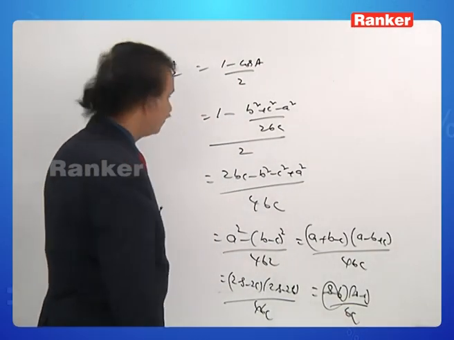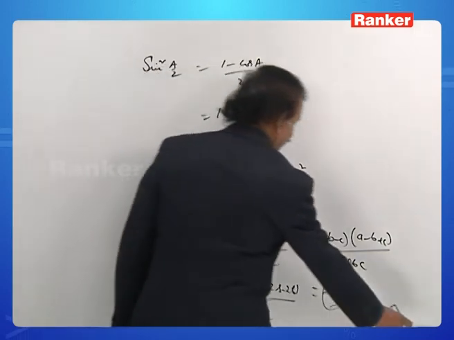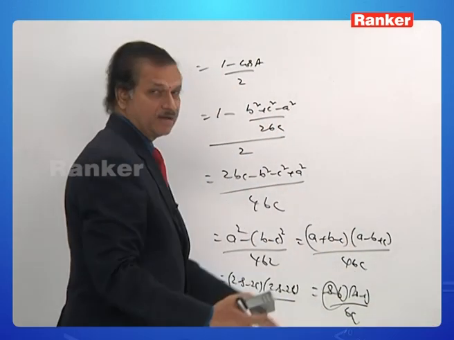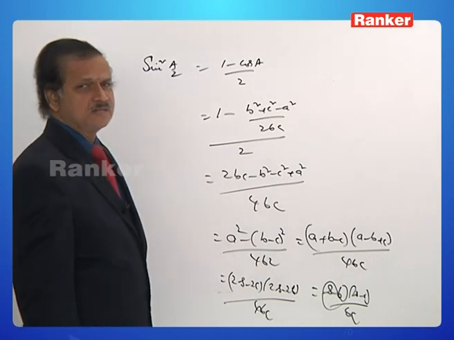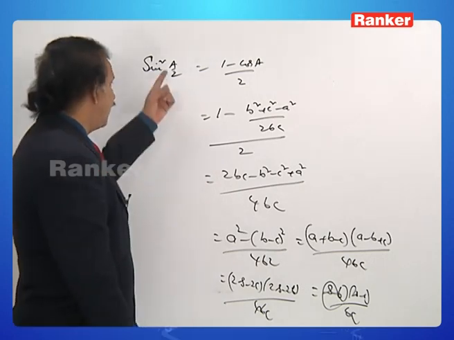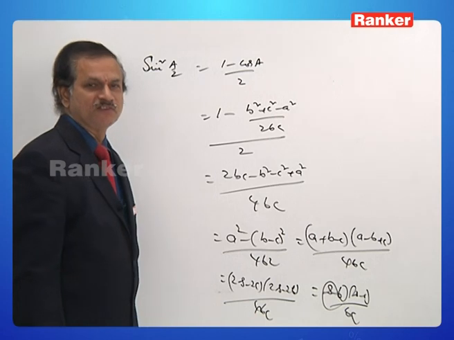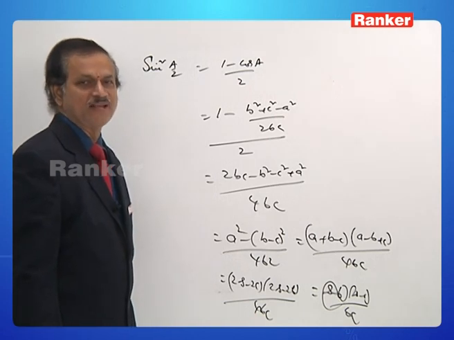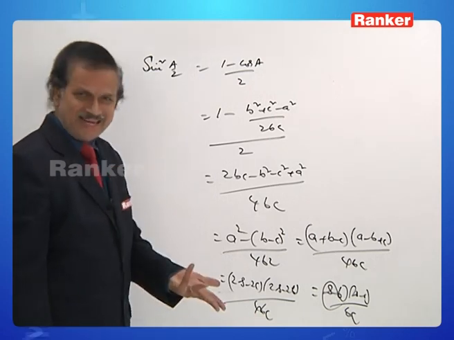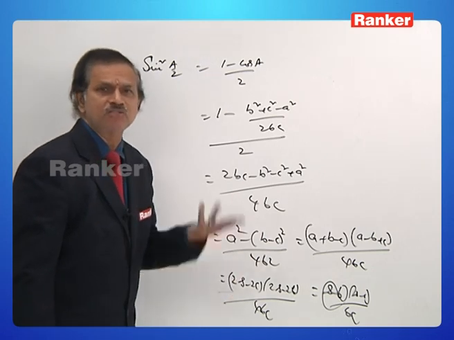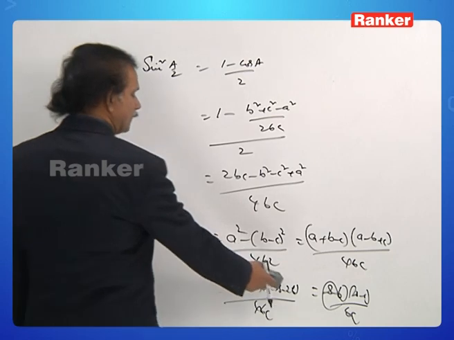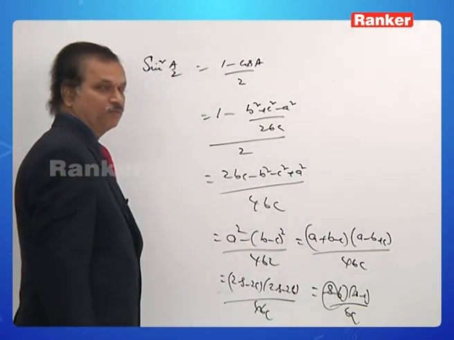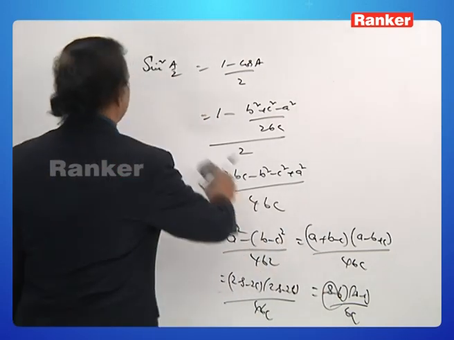So as a result, this is sin square A by 2, and if you want sin A by 2, it is under root, plus or minus. A is an angle of a triangle. It is less than 180, so A by 2 is less than 90. Hence A by 2 is surely acute. Therefore sin A by 2 is equal to the positive square root of (s minus b) into (s minus c) by bc.